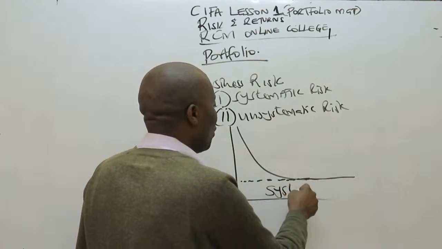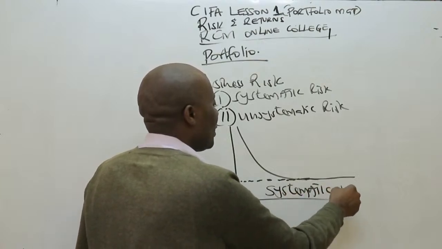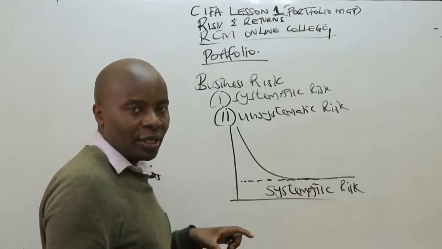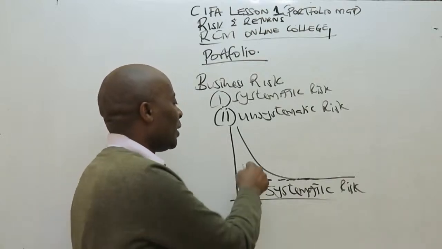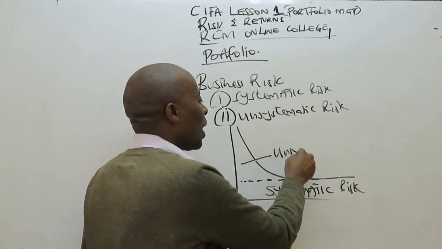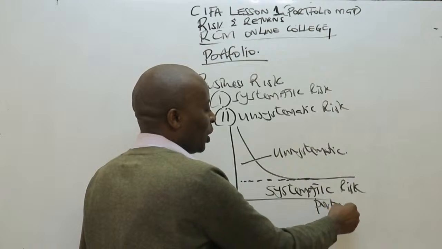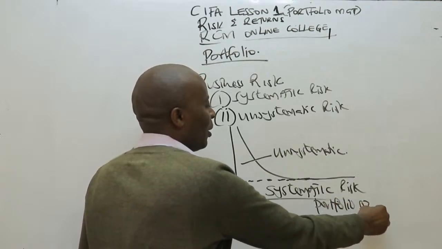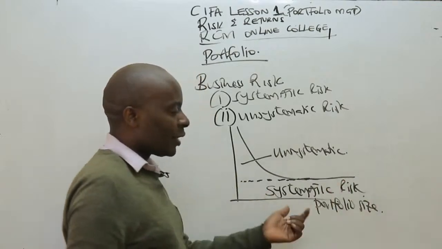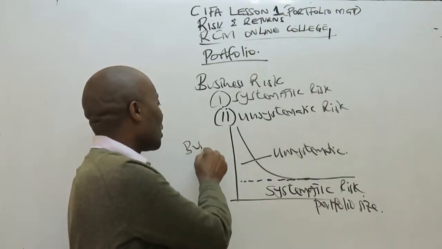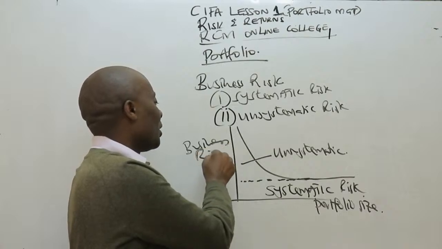The moment you draw a diagram like this, down here we'll be talking of the systematic risk, the one that is uniformly distributed in the industry. And then here, we'll be talking of what we call unsystematic risk, the one that reduces as our portfolio size, capturing the number of investments, grows. So of course, this is the business risk.